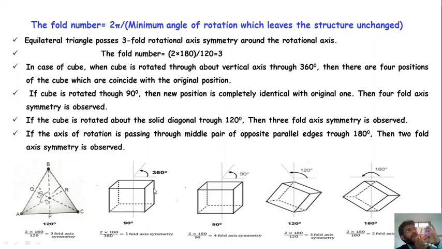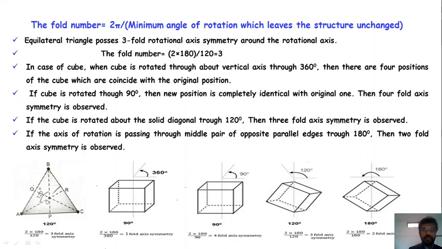If it gets rotated through 360 degrees, then the structure remains unchanged, and if we substitute the value of 360 degrees, there is only one fold. So in any way we can fold like this, means there is only one fold.